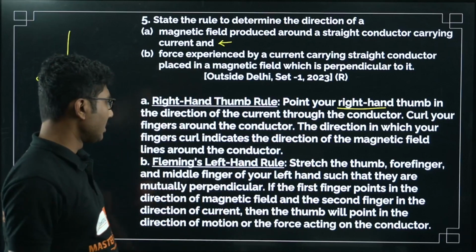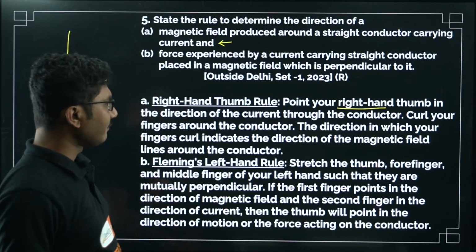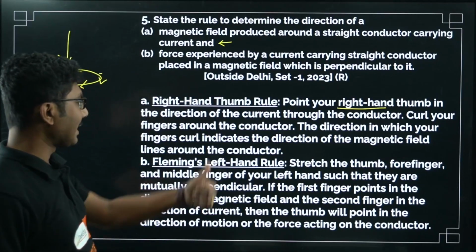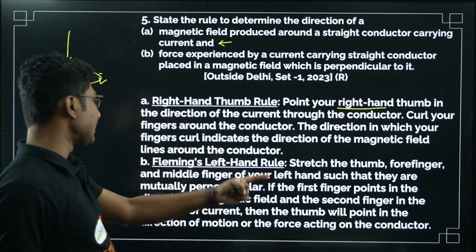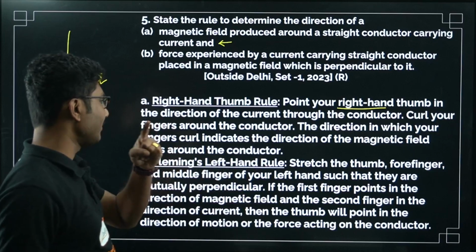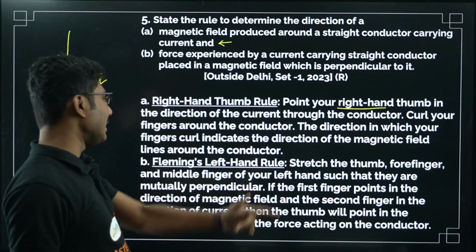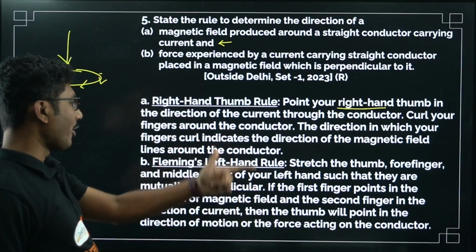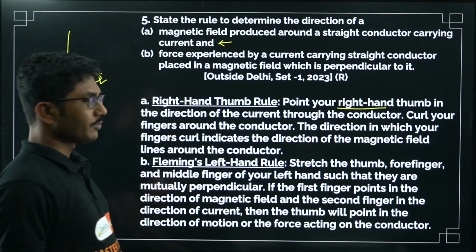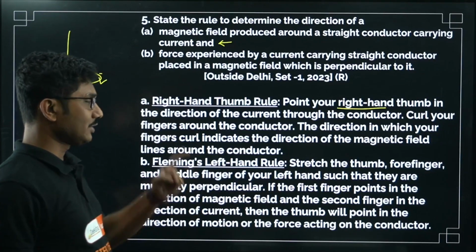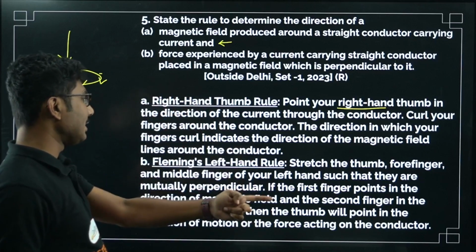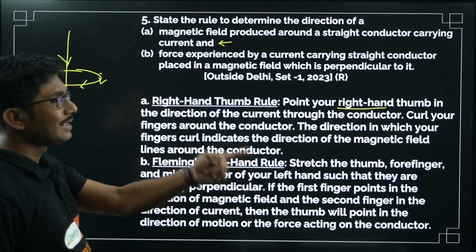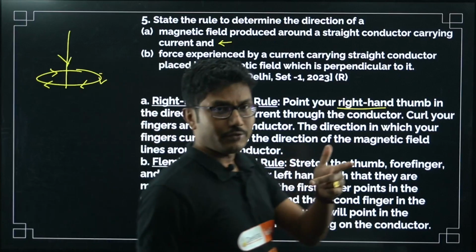Now, if the first finger points in the direction of magnetic field, first finger means this, and the second finger is in the direction of current, then the thumb will point in the direction of motion of the force acting on the conductor. So first finger in the direction of magnetic field, second finger in the direction of current, then thumb will point in the direction of force.